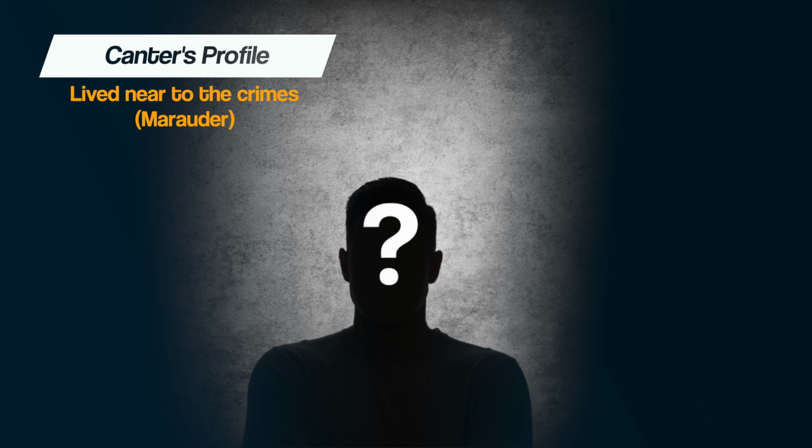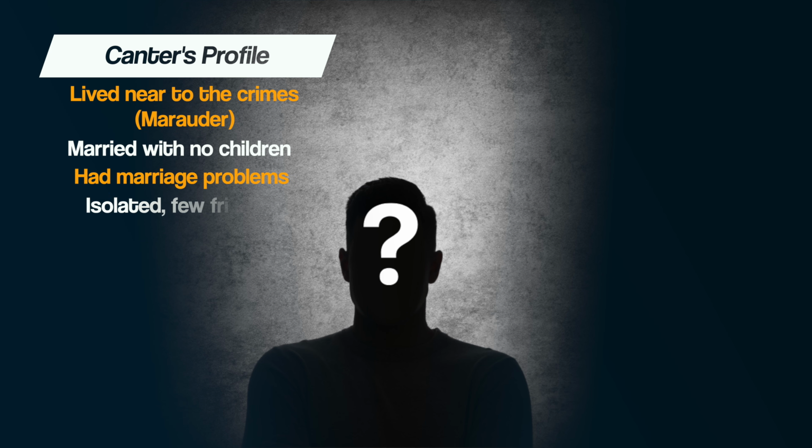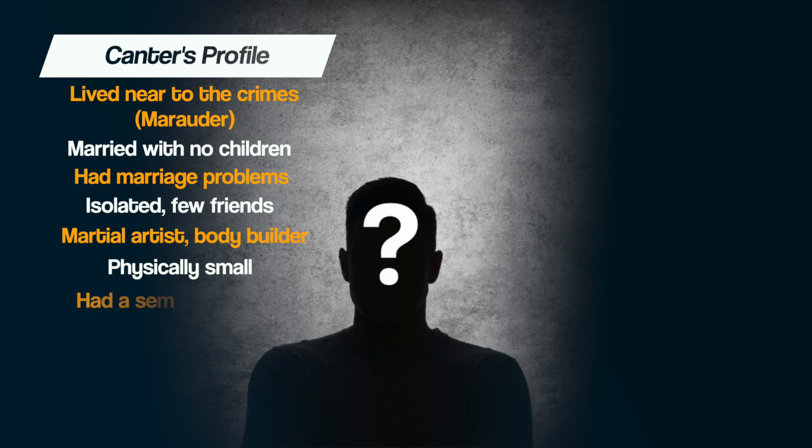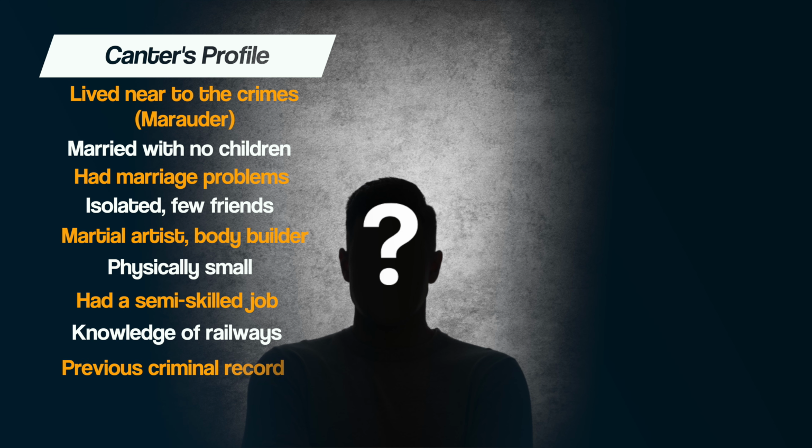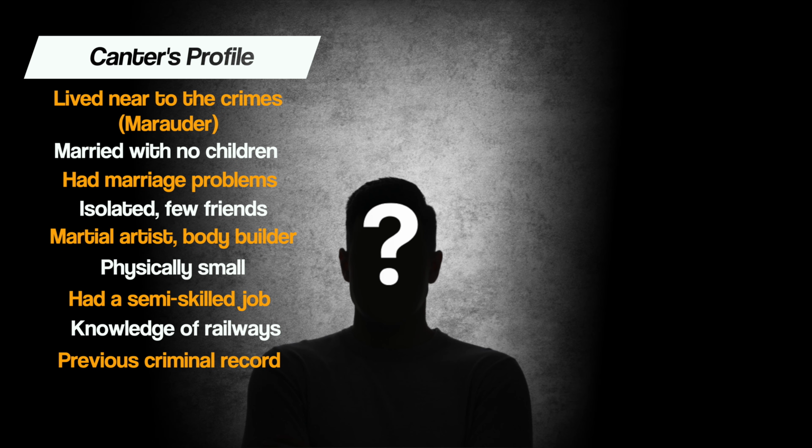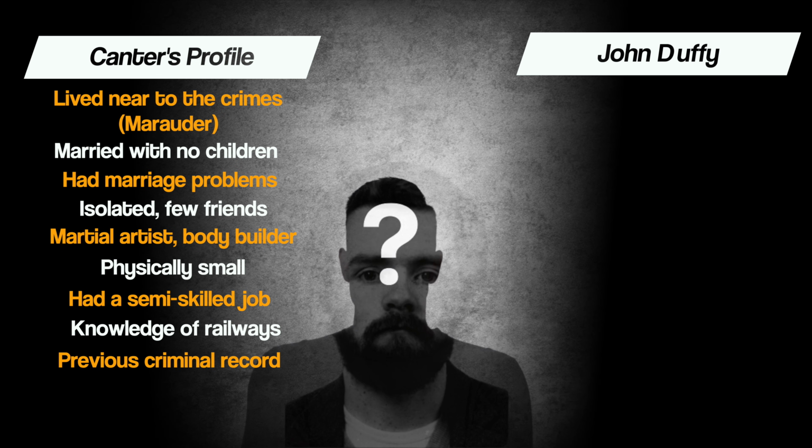that they lived in the area near to the crime, they were a marauder, they were married with no children, they had marriage problems, they were isolated with few friends, they were a martial artist or bodybuilder, they were physically small, had a semi-skilled job, and had knowledge of railways and a previous criminal record. This led them to arrest John Duffy, who was known to the police because of a crime he'd committed previously with his ex-wife. So how close was David Canter's profile to the offender?